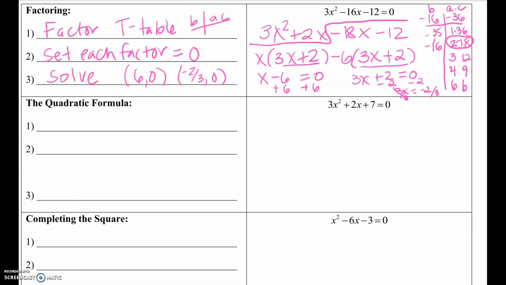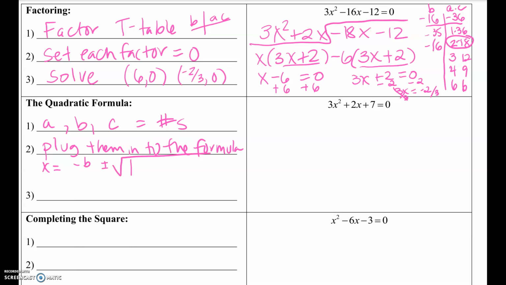The quadratic formula, as you know, you find a, b, and c. They're equal to numbers. We're going to plug them into the formula. What's that formula again? It's x is equal to negative b plus or minus the square root of b squared minus 4 times a times c, all divided by 2a. And then that would be simplified with a calculator.